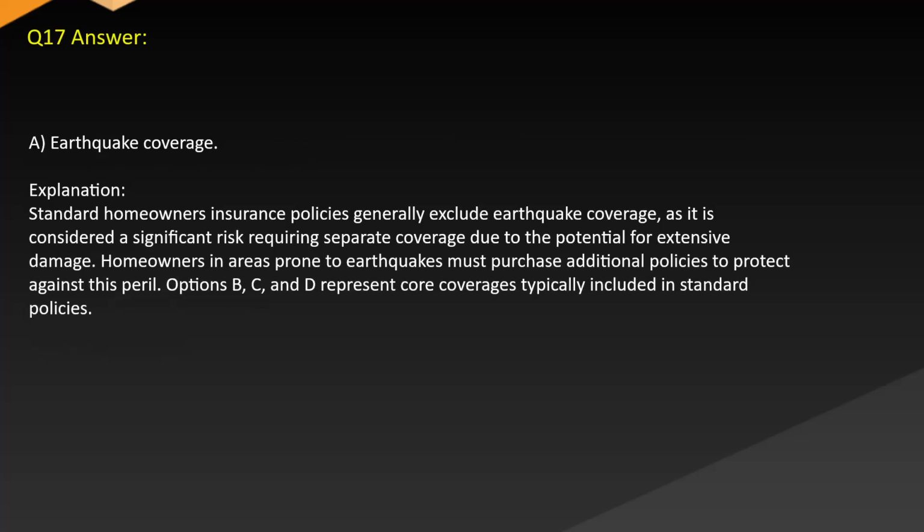Answer A. Earthquake coverage. Explanation. Standard homeowners insurance policies generally exclude earthquake coverage, as it is considered a significant risk requiring separate coverage due to the potential for extensive damage. Homeowners in areas prone to earthquakes must purchase additional policies to protect against this peril. Options B, C, and D represent core coverages typically included in standard policies.